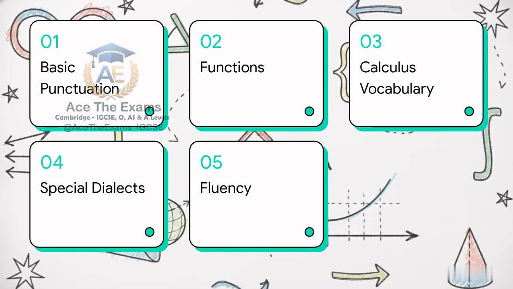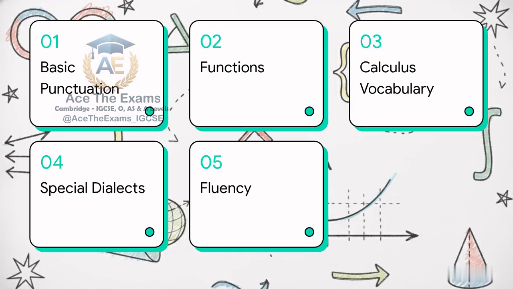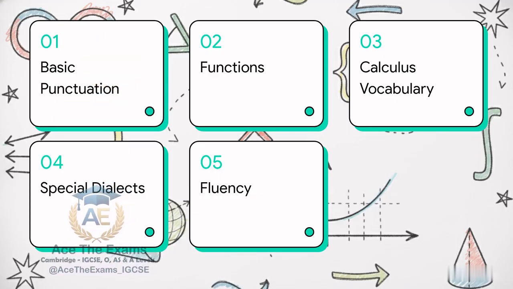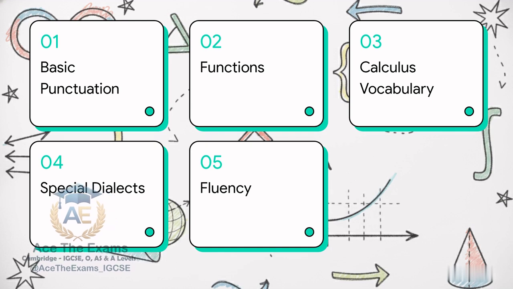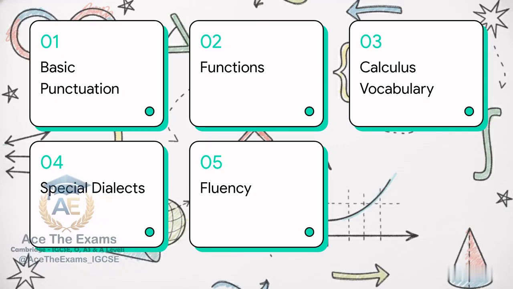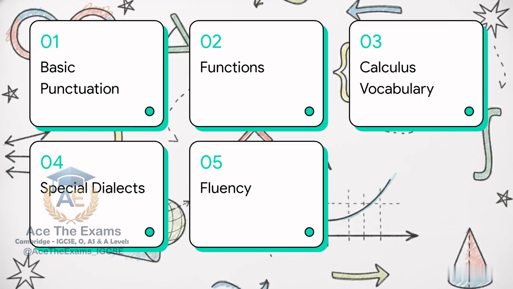All right, let's quickly run through our translation manual for the 0606 syllabus. This is our blueprint for today. First, we're decoding basic punctuation. Then, we move into functions, or what I call complex sentences. Third, we'll tackle the calculus vocabulary. Fourth, we dive into special dialects like vectors. And finally, we'll put it all together for total fluency. Let's get right into it.